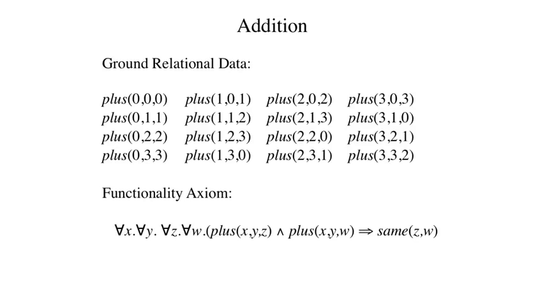Having defined same and next, we turn our attention now to plus. The addition table for modular arithmetic is the usual addition table for arbitrary integers, except that, as I mentioned before, we wrap around whenever we get past 3. For such a small arithmetic, it's really easy to write out the ground relational sentences for addition, as we see here. However, as with next, we can write a functionality axiom to take care of the negative sentences. Plus of x, y, z and plus of x, y, w implies that z is the same as w.